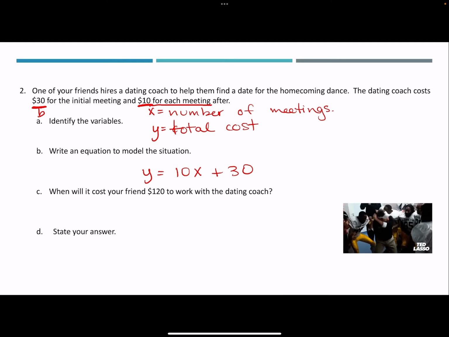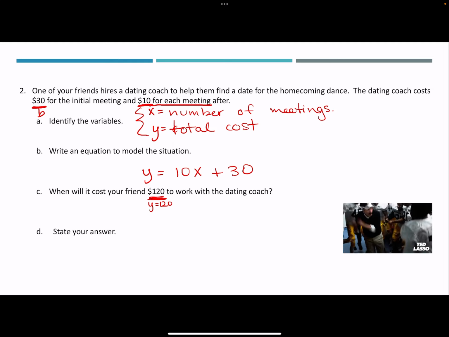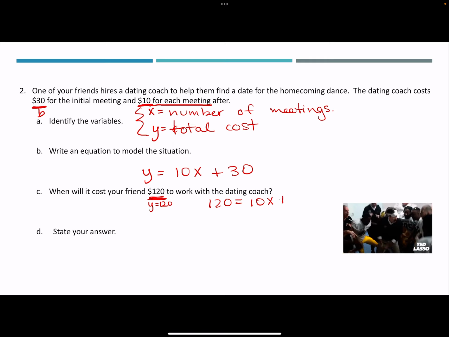That's my equation. Now in part C, it says, when will it cost your friend $120 to work with the dating coach? We'll go back and look at your variables up here. $120, is that a number of meetings or is it a total cost? So $120 is a total cost. So I have to plug in $120 for Y now. So I'm going to take my equation and plug in 120 for Y equals 10x plus 30, right?